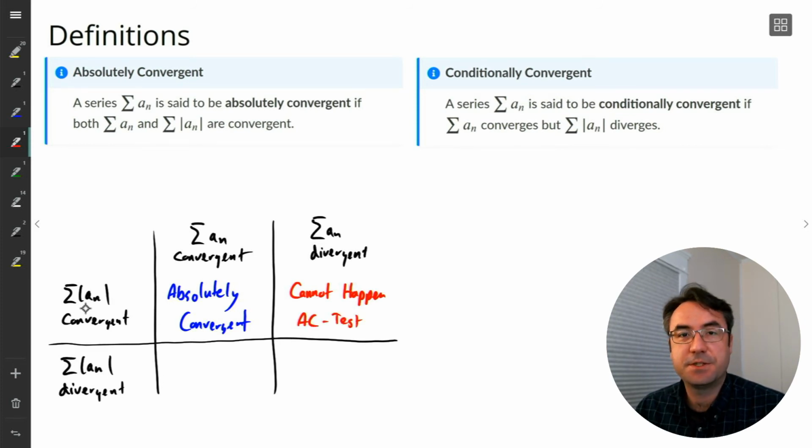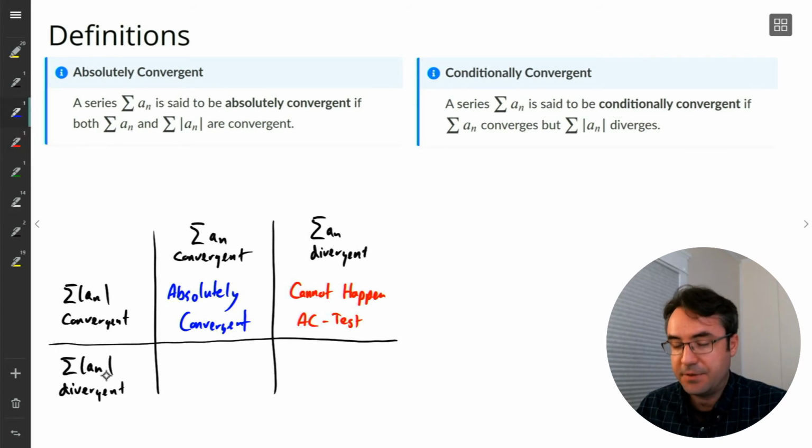So if this series of absolute value terms is convergent, then automatically sigma AN has to be convergent as well. So this cannot happen. We can't have this series be convergent and this series be divergent. Just can't happen because of that absolute convergence test. Now what we can have is, in the case where this absolute value series diverges, well, we said the test was inconclusive. And the reason it's inconclusive is because sigma AN might converge, it might still diverge.